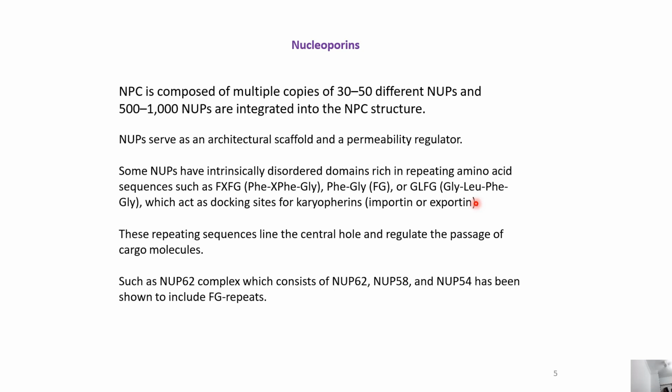NUPs serve as an architectural scaffold and permeability regulators. Some NUPs have intrinsically disordered domains rich in repeating amino acid sequences. These repeating sequences line the central channel and they regulate the passage of the cargo molecules.